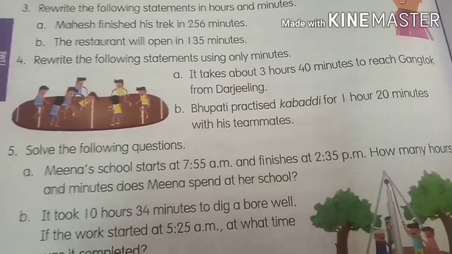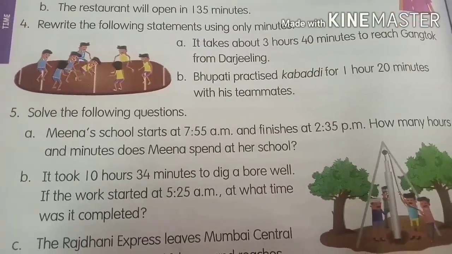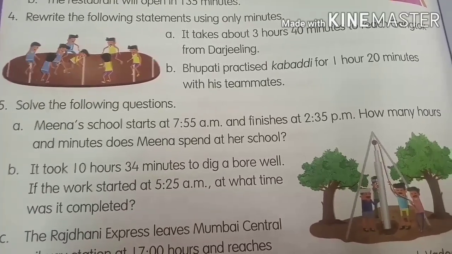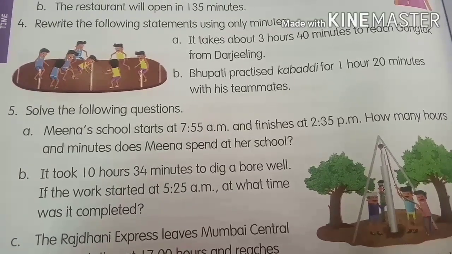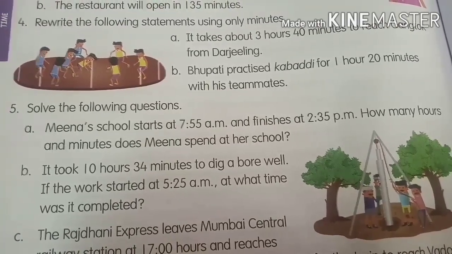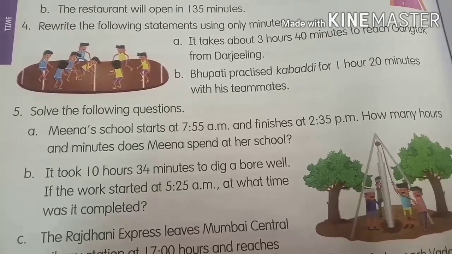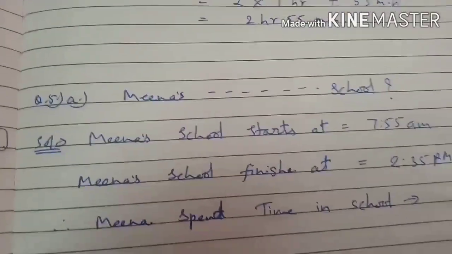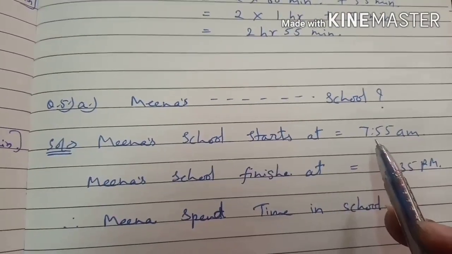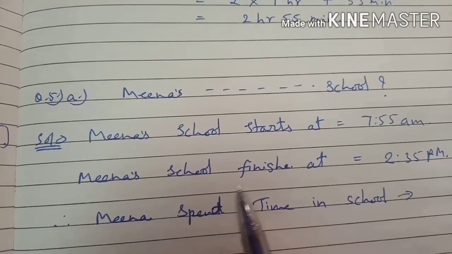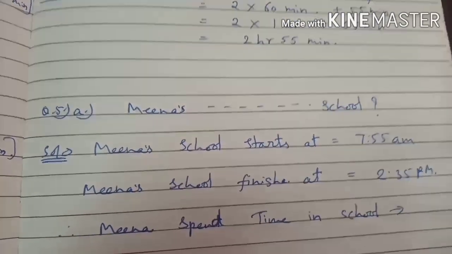Now we will solve question number 5. Question 5A is: Mina's school starts at 7:55 am and finishes at 2:35 pm. How many hours and minutes does Mina spend at her school? Now we will solve this question. Mina's school starts at 7:55 am, and Mina's school finishes at 2:35 pm.